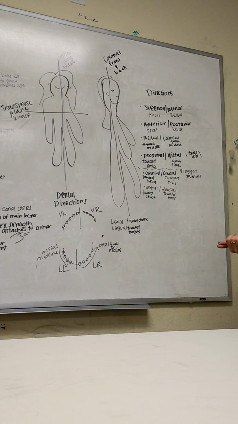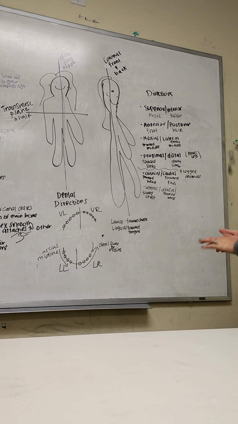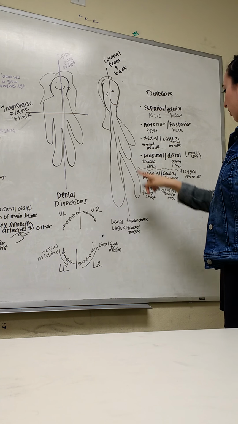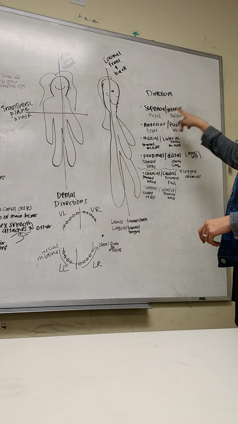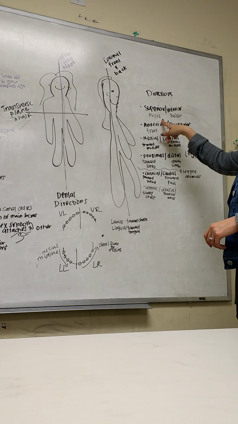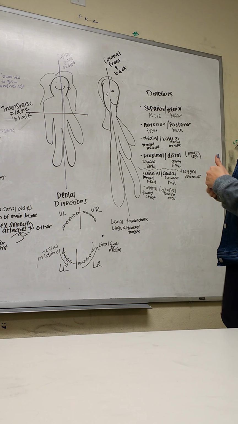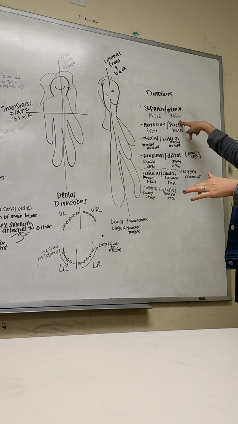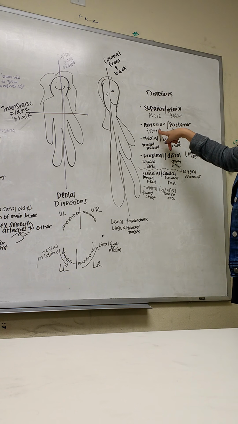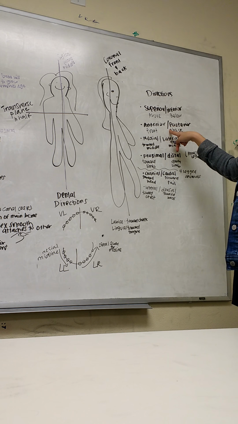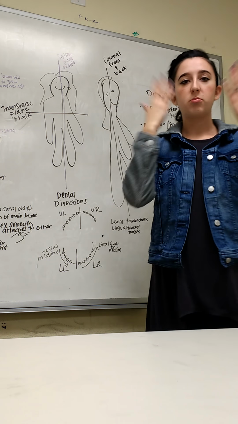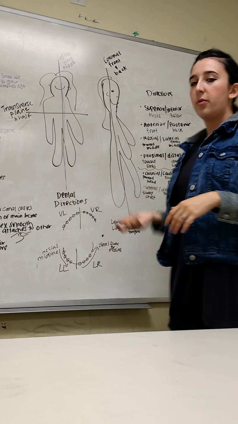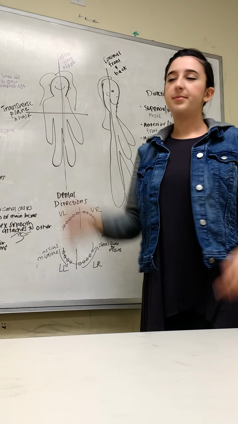And then we're going to go over some of the directions. There are 6 directions that we need to know. The first is superior and inferior. So think of superior as above and inferior as below. Then anterior and posterior. Anterior is the front, so in my anatomical position this would be the front, and the back, which would be towards my backside.